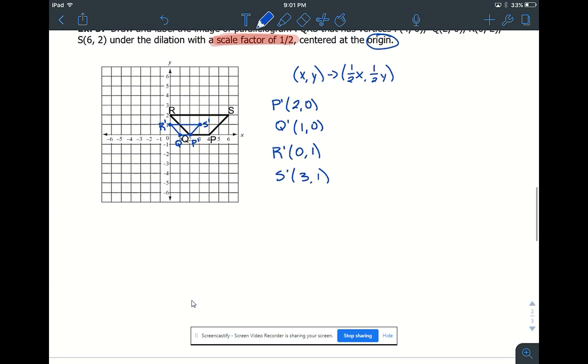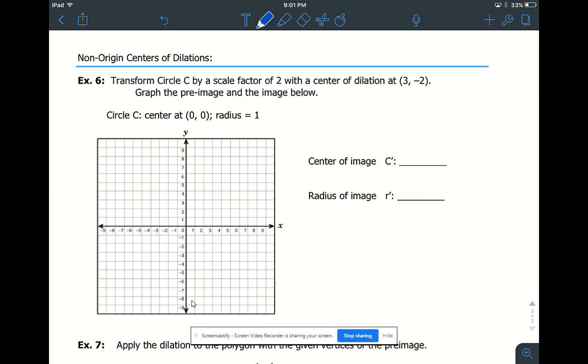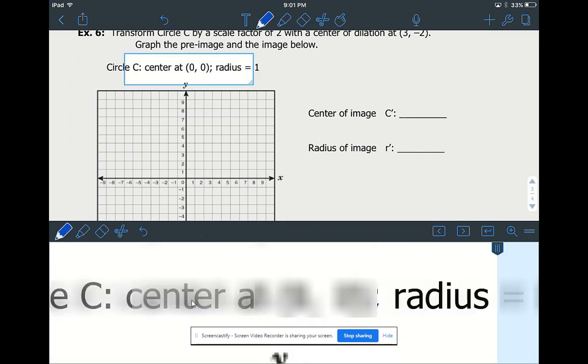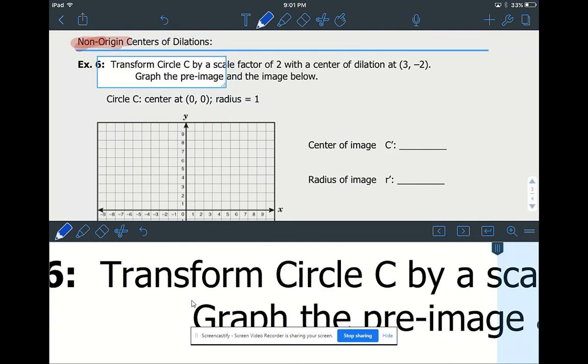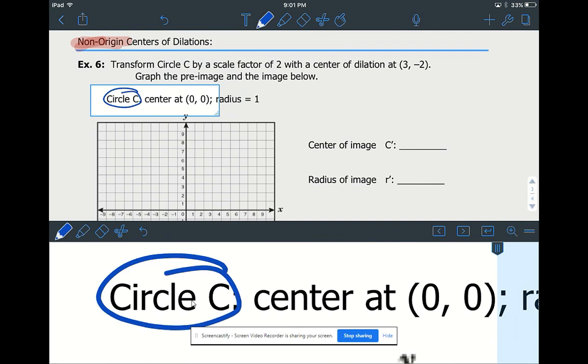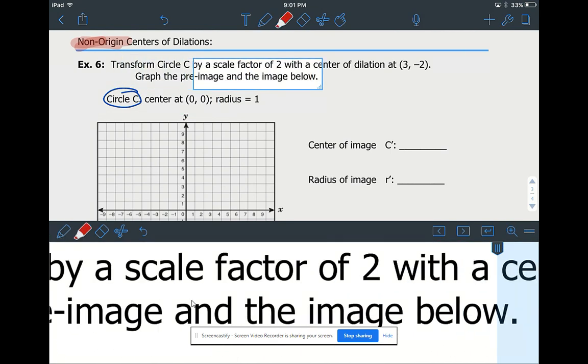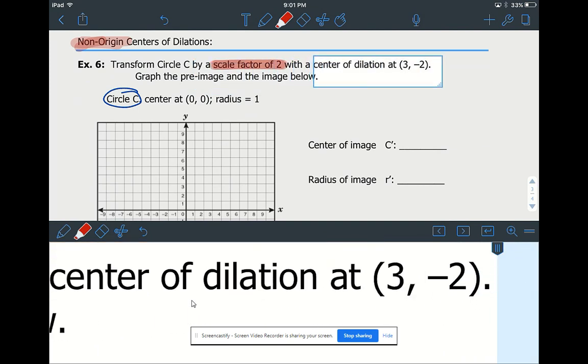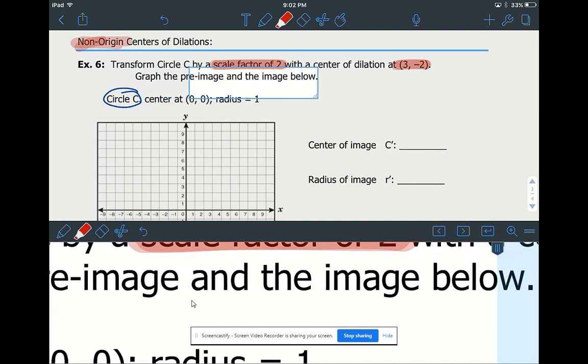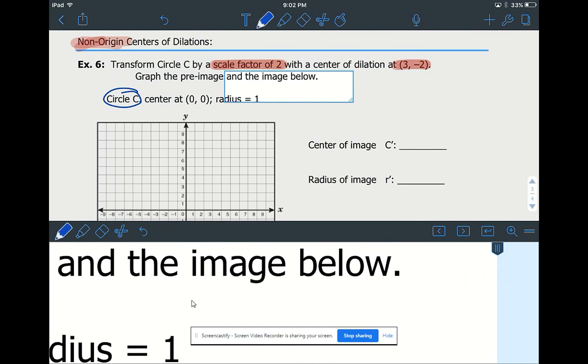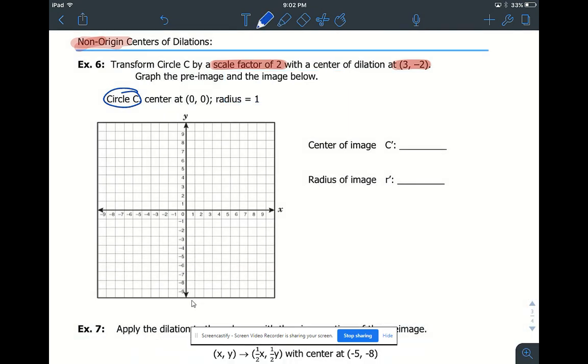All right, let's flip the page, last page. Now we're looking at non-origin centers. So first one here: transform circle C, so here's circle C, by a scale factor of 2, with a center of dilation at 3, -2. So our center is no longer at the origin. It says graph the pre-image and the image below. So we don't have an original figure, so we need to draw circle C to start.